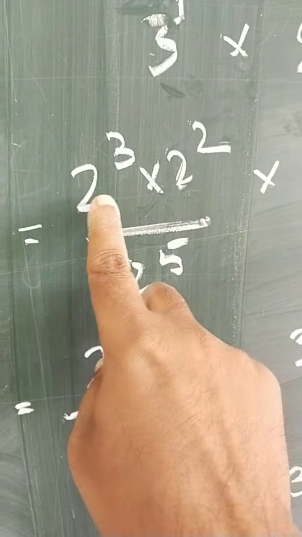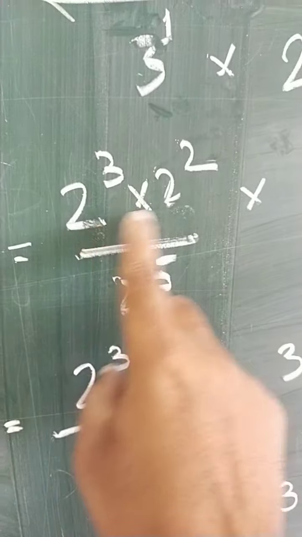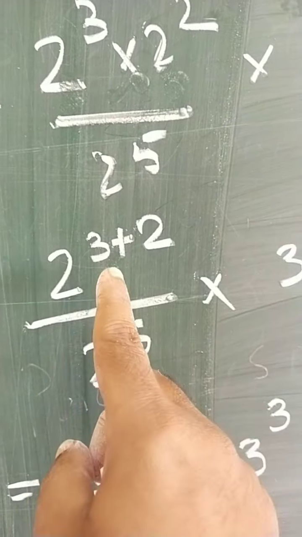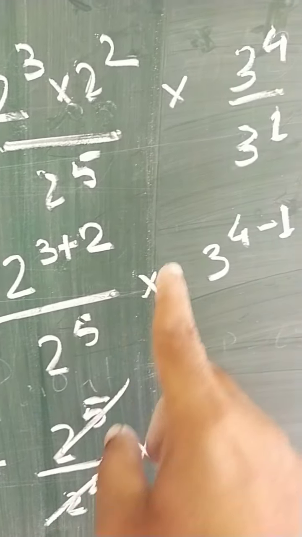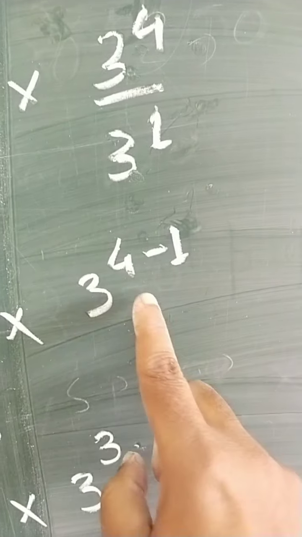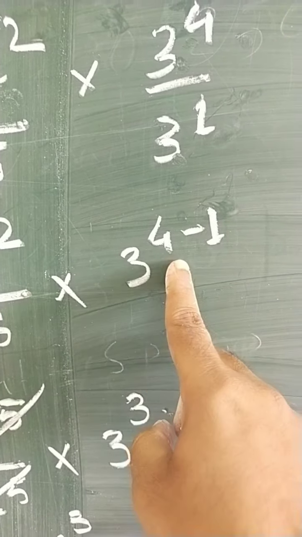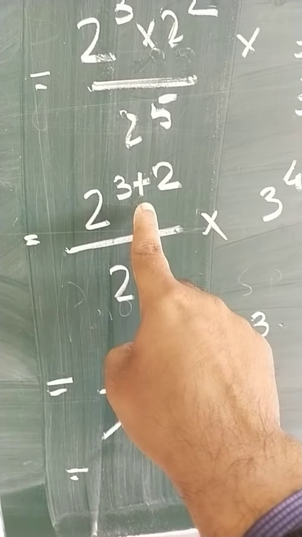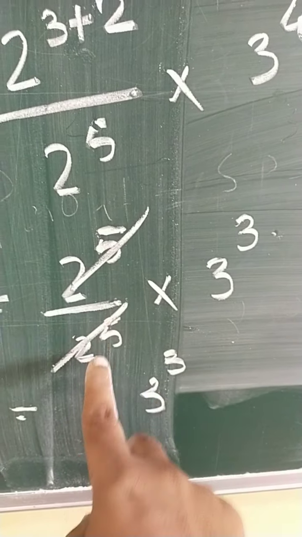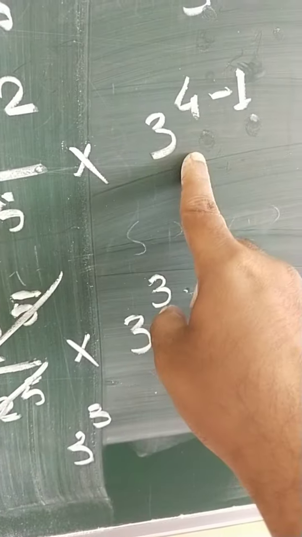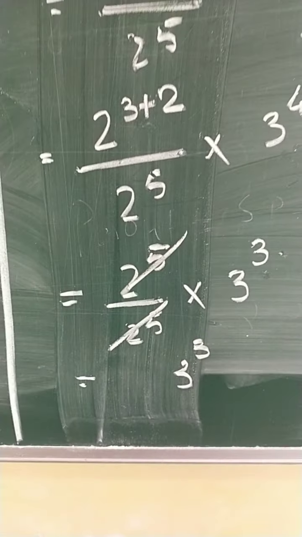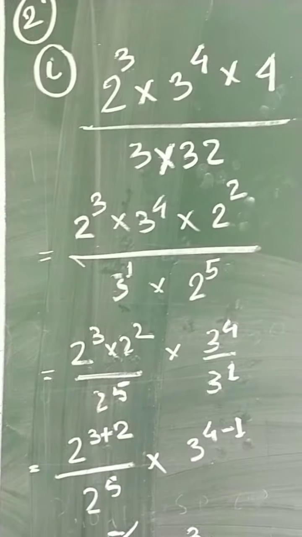Now let's solve this. In the numerator you see that these two are carrying the same base. Multiplication sign is there, so we know that we have to add the powers. So 2 to the power 3 plus 2, upon 2 to the power 5, into, now these 3's are in the division form, so we have to subtract the powers. So this is what I've done: 3 to the power 4 minus 1. Now the answer would be 2 to the power 5 by 2 to the power 5, as both are similar to each other, so I have cancelled it, into 3 to the power 3. 4 minus 1 is 3. So your final exponential form is 3 to the power 3. So this is the solution of sum number 1.